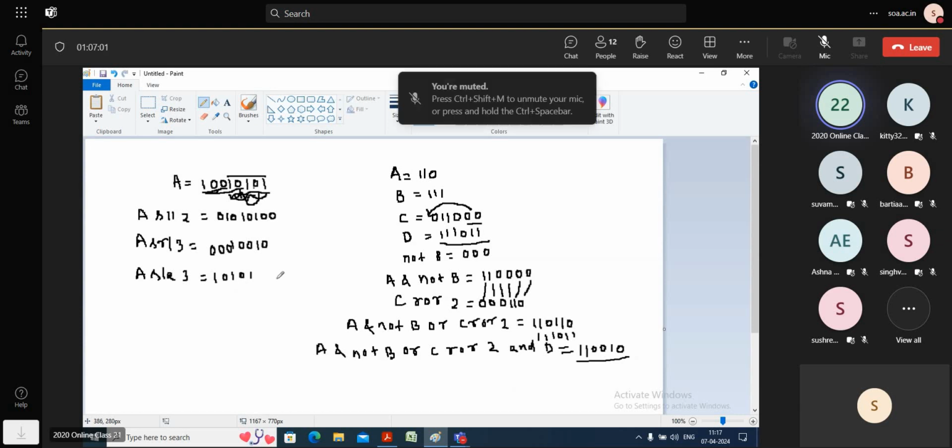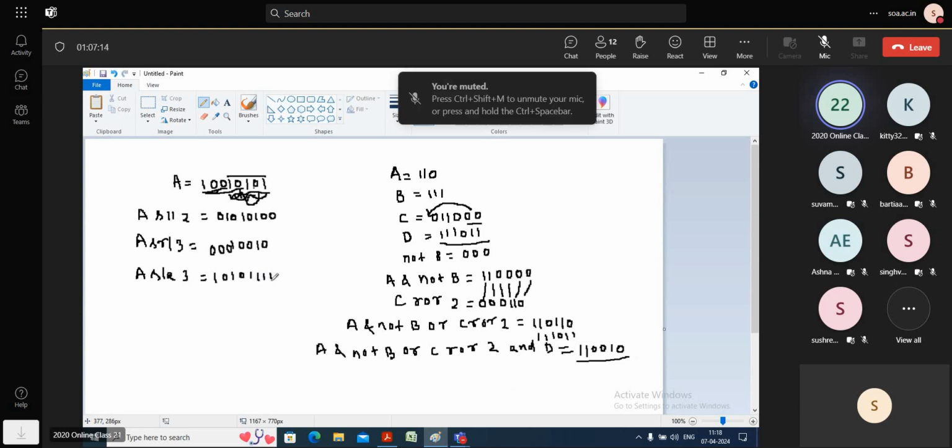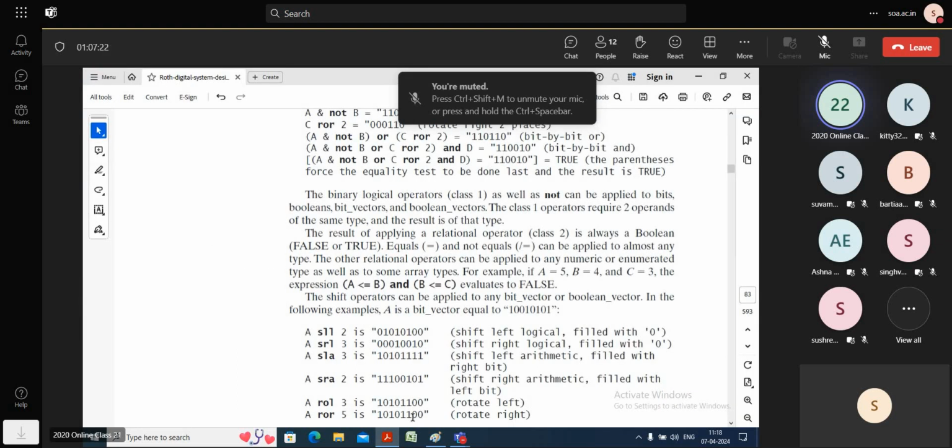Now the rightmost 3 positions are vacant. Fill them with the rightmost bit, that is 1. The rightmost bit here is 1. If it had been 0, you would have filled it with 3 zeros. Now it is 1, so these are 3 ones. So 1 0 1 0, then 4 ones.